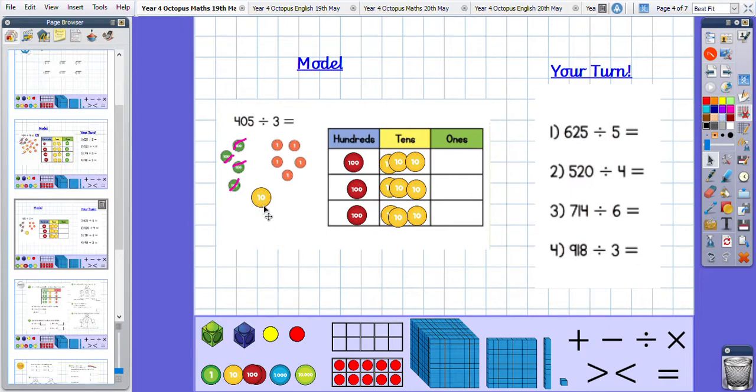Now again, I have 1 counter left over, so what do I need to do? I need to exchange, so I'll exchange 1 ten for 10 ones. 8, 9, 10. So I have 10 ones here, but I also have 5 ones left from my picture as well. So now I will share these equally.